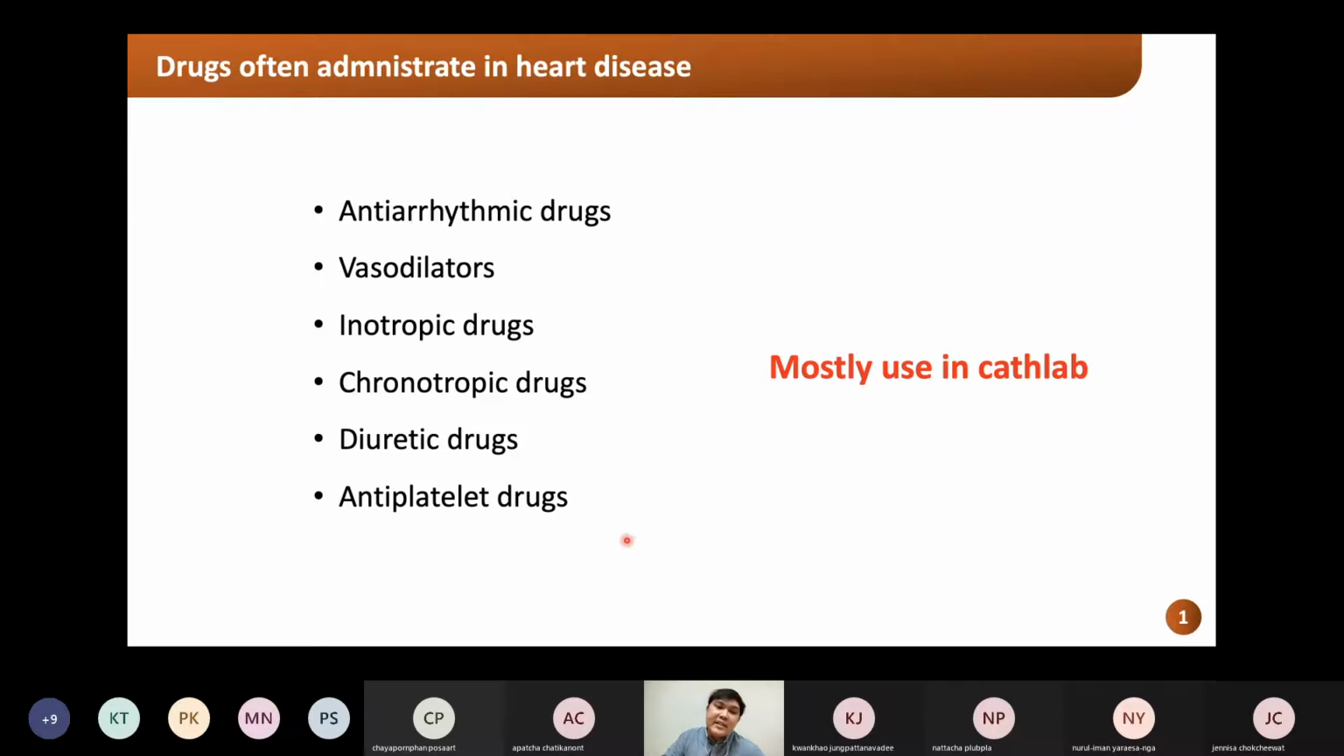And the last one is anti-platelet drugs. Anti-platelet drugs are really important because in this course, I would like to tell you about cath lab life, and the general procedures that are always done in the cath lab are CAG and PCI, which directly treat coronary artery disease. So anti-platelet drugs are really important to prevent clot formation throughout our body as well.